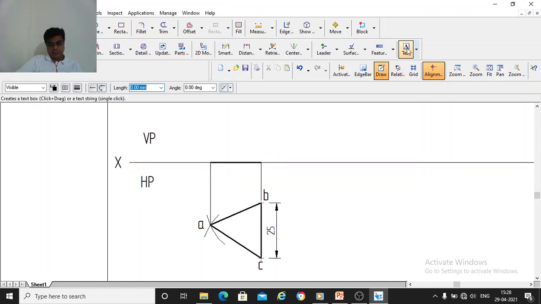So now I will name this front view now. So if this is a, top view is a, this will be front view. So what will be this? This will be a dash.